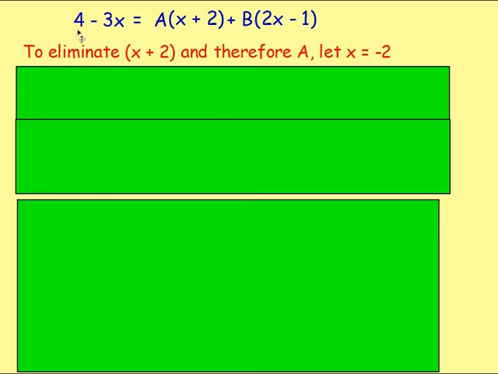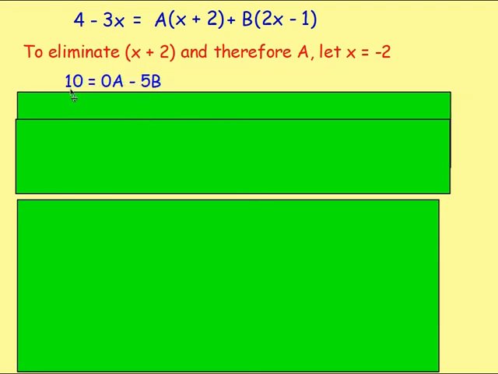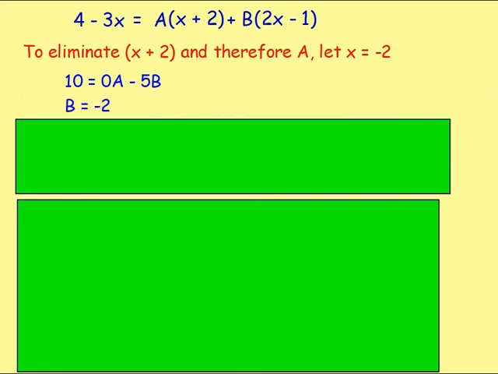If x = −2, we'd have 4 − 3 × (−2). Just work that out. That gives you 10. That would equal, −2 + 2 is 0, so that would be 0A, and −2 × 2 − 1 would be −5, so that would be −5B. The point in doing that is it lets you work out B, so B works out to be −2. We know the value of B.